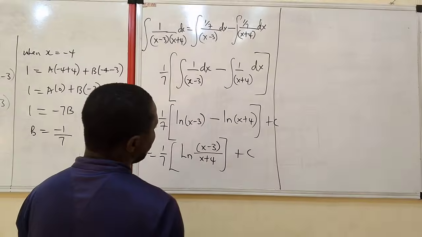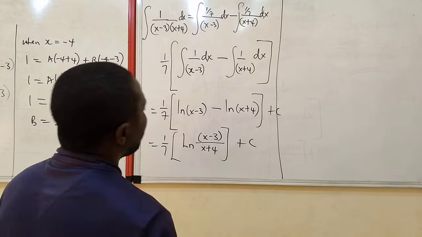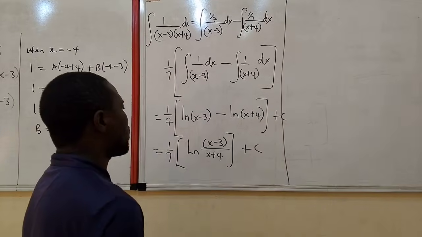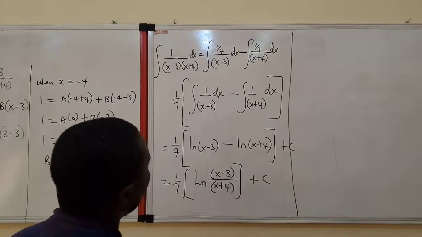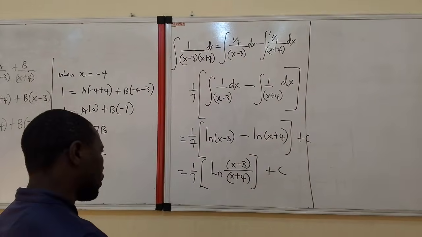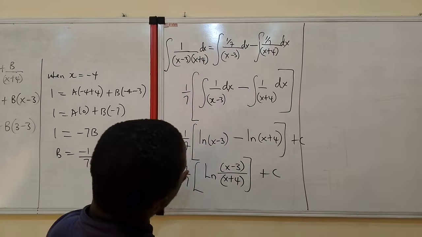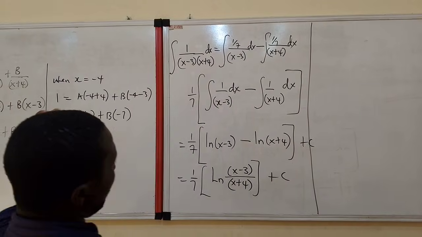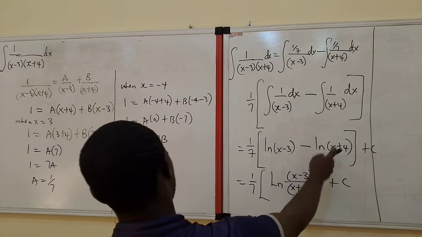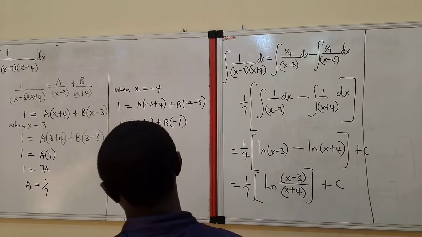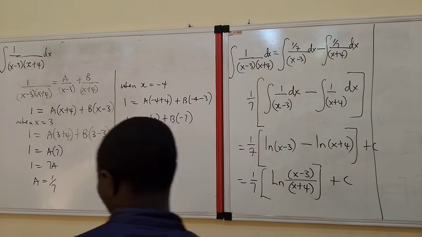Plus c. Okay, this is x plus 4. This is our final answer. You can take the 1 over 7 to the front, or you can keep it there. That's the final answer. Thank you.